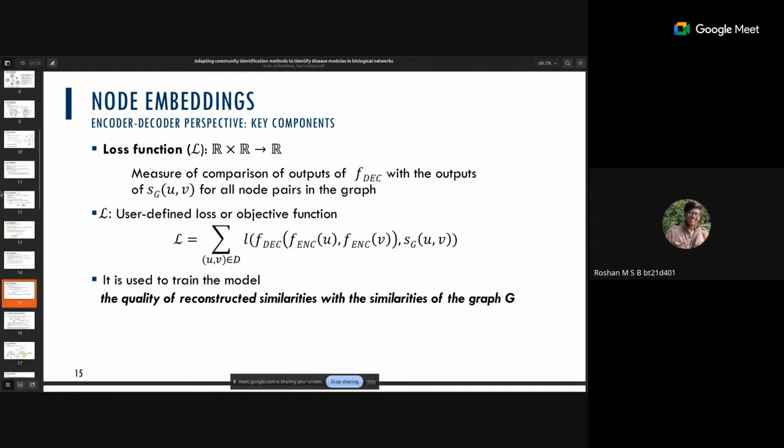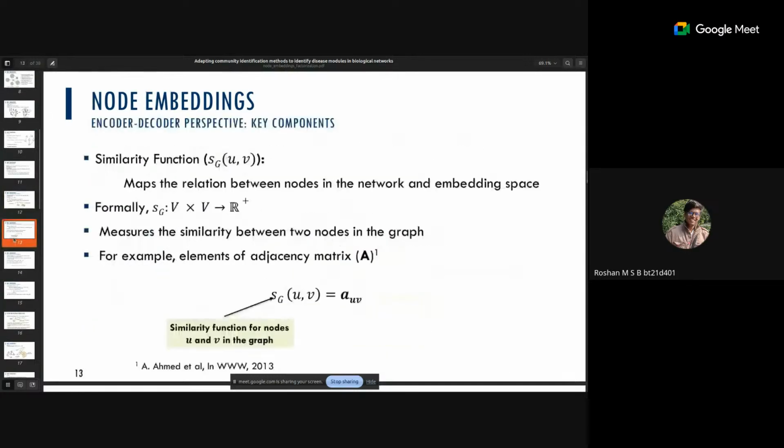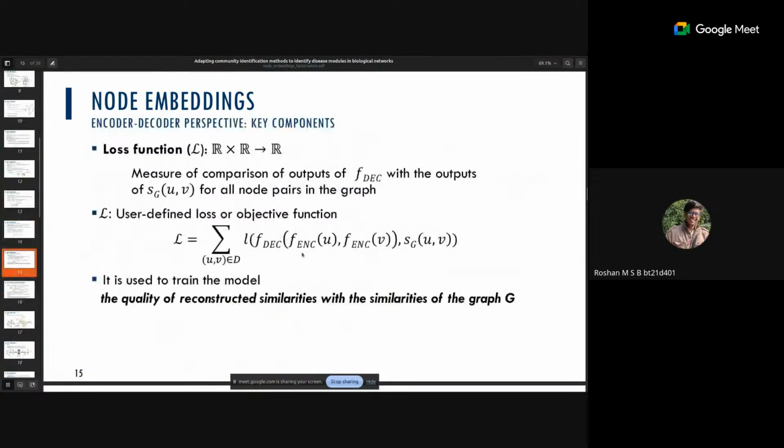What essentially you want to do is try to get parameters for these functions, the function encoder and function decoder, so that the reconstructed similarity score is equal to the original similarity score. So same concept here: nodes that are close to each other should also be closer in the embedding domain. The same principle applies here also. The approximated or reconstructed one should be equal to the original similarity score.